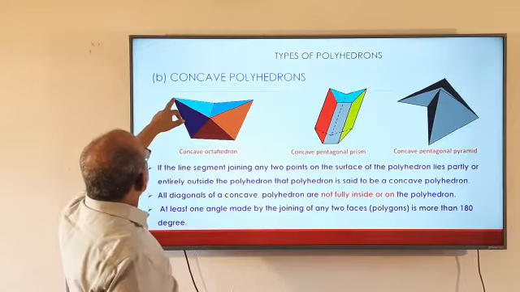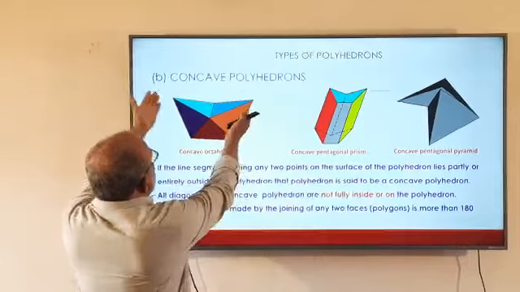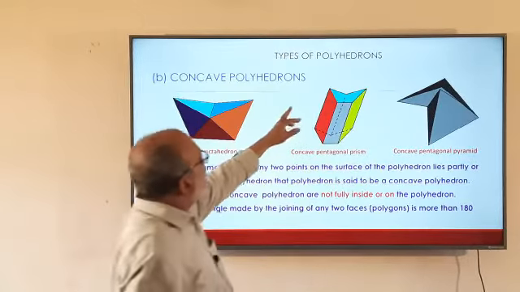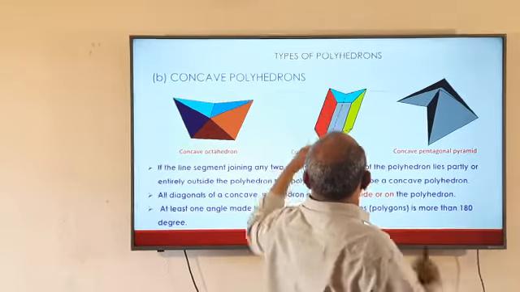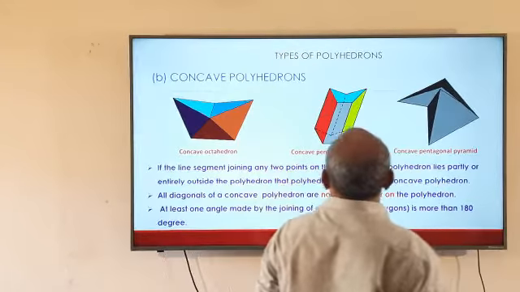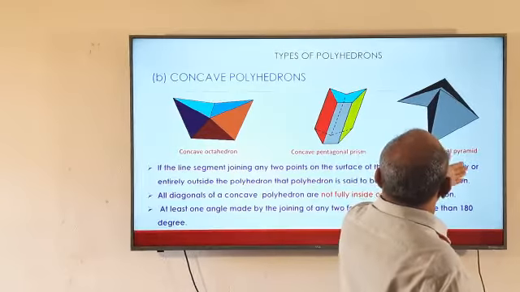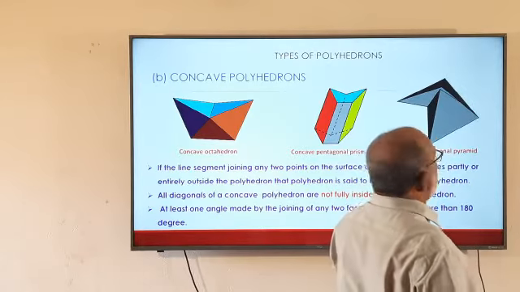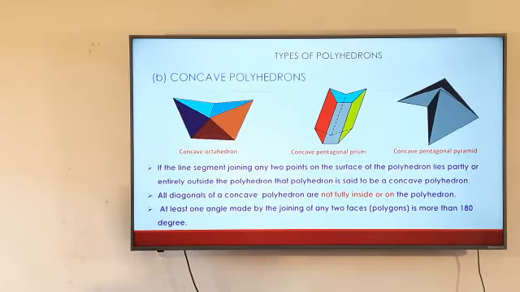But when I make a line from this point to this point, the line will be outside, right? And this angle, the inner part, is more than 180. Here too, you see when two points are joined with the help of a line segment, the line will be outside the polyhedron, outside the prism. Here we have a pyramid. When I make a line from this point to this point, the line segment will be outside. For this reason, we call these concave polyhedrons.